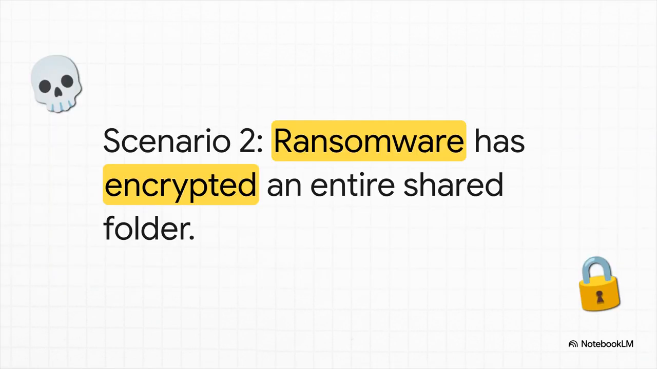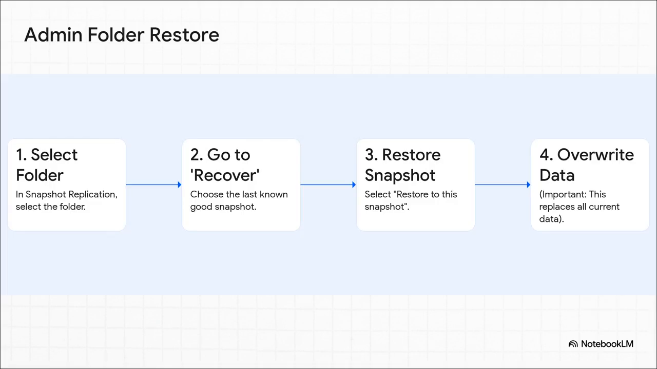What about the big one, the disaster scenario where an entire folder is compromised, encrypted by ransomware, and basically held hostage? This right here is the admin's superpower. In the Snapshot tool, you simply select the compromised folder, choose the last known good snapshot from right before the attack, and hit Restore. It's a really decisive action. It overwrites all the encrypted junk. And just like that, you're back online in minutes, without paying the criminals a single dime.